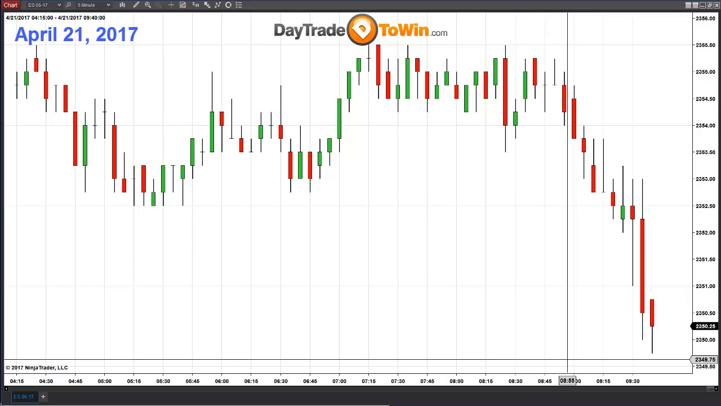Please be aware that trading is risky, whether it's stocks, futures, options, especially Forex. All these instruments, you can lose money and you can make a lot of money as well, but there is risk involved. So please be careful when you do begin to trade live.